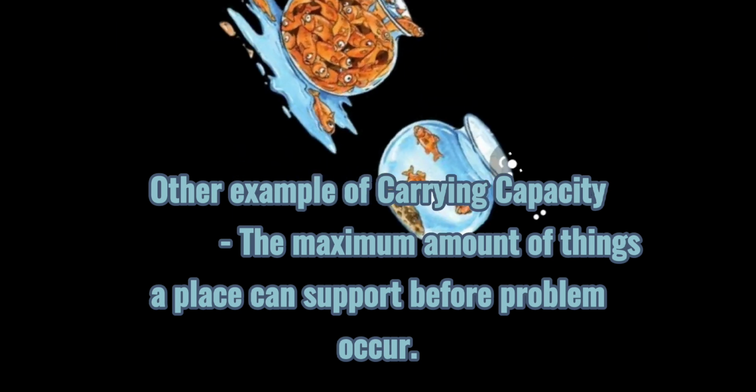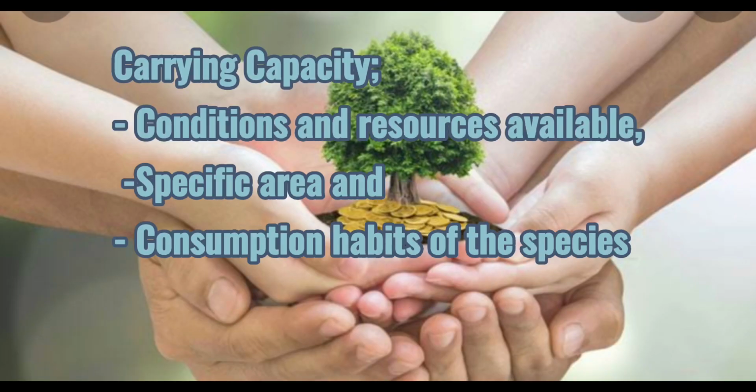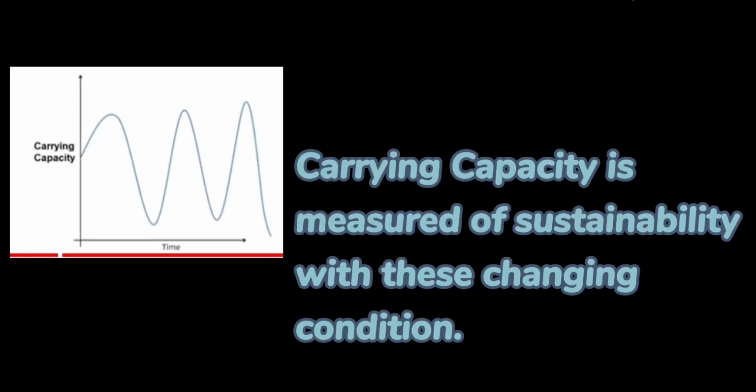Other example of carrying capacity: the maximum amount of things a place can support before a problem occurs. Carrying capacity depends on conditions and resources available, the specific area, and the consumption habits of the species. Carrying capacity is a measure of sustainability under these changing conditions.